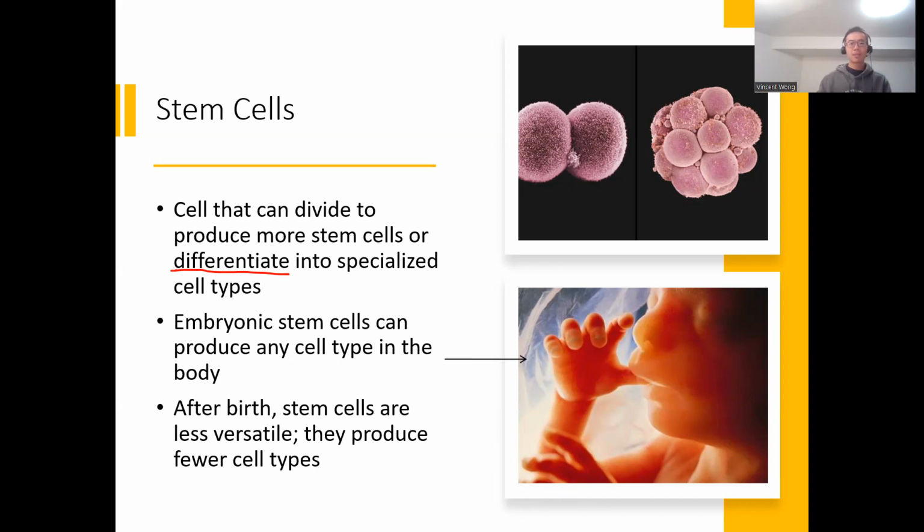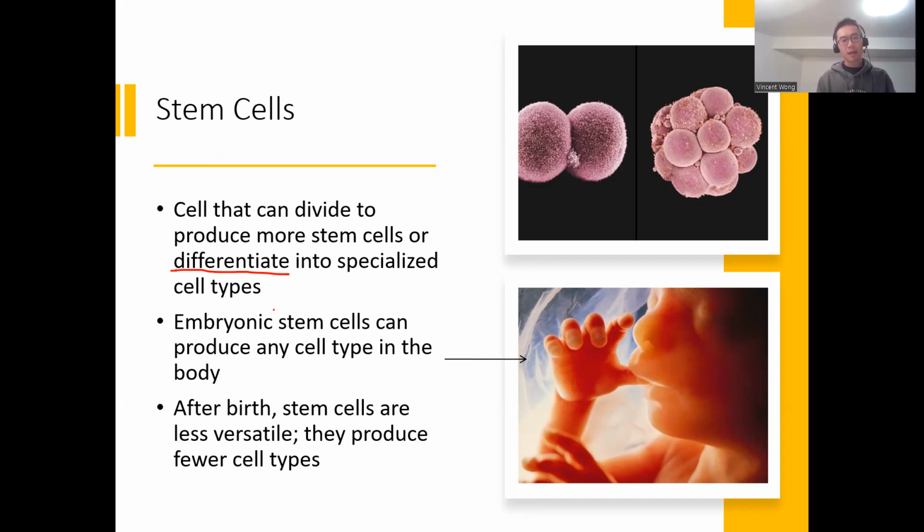The thing about stem cells, though, is once one specializes, once it differentiates into, let's say, a heart cell or a liver cell, there's no turning back. They cannot undifferentiate. It's a committed path, and they stay that way. So that's what differentiation means.